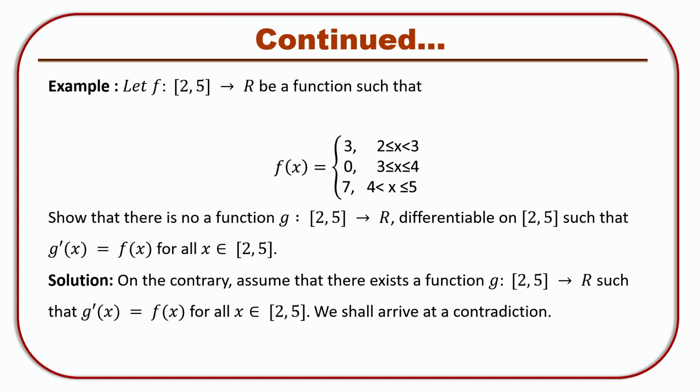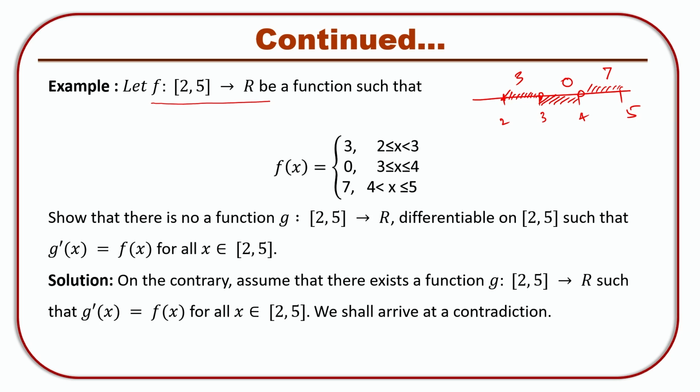Similarly, take example 2, where it says that f is defined from [2, 5] to R, a real value, such that f of x is given. So, here we have 2, this is 3, this is 4 and this is 5, and it is given that f(x) from 2 to 3 is equal to 3, and then from 3 to 4 it is equal to 0, and then from 4 to 5 it is equal to 7.